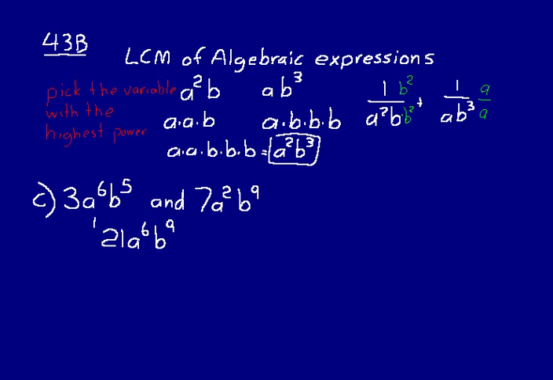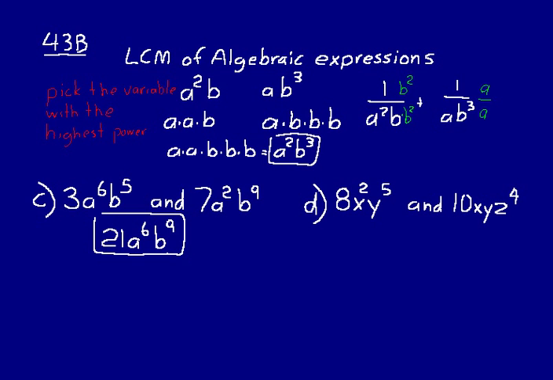And choosing which power to use is kind of like the opposite of doing greatest common factor. In greatest common factor, you always choose the lower of the two. In least common multiple, though, you just pick the variable that has the higher power between the two, or if there are 3 terms you're comparing, then between the 3. You just always pick the variable with the highest power to include in your least common multiple.